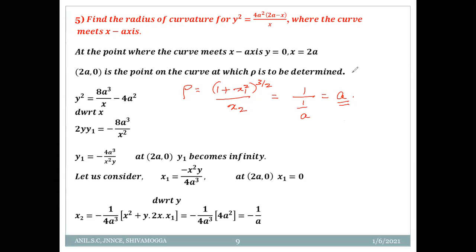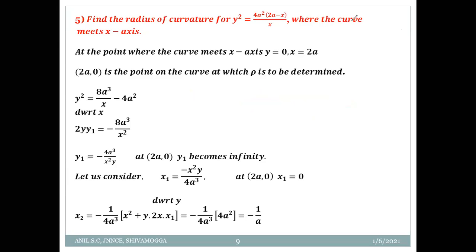Is this clear? Sir, can you repeat that part where you found 2a comma 0? Pardon? I didn't hear you. What is your doubt? Can you please repeat that part? Sir, can you please repeat that part where you found the points 2a comma 0? Okay, 2a comma 0. Yes, sir. Okay.